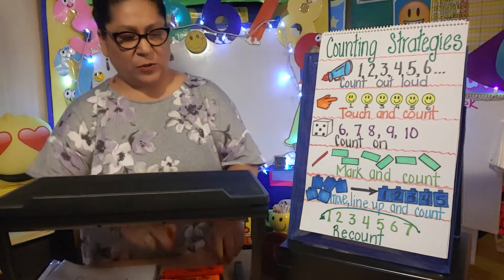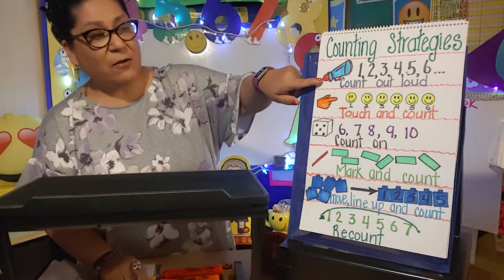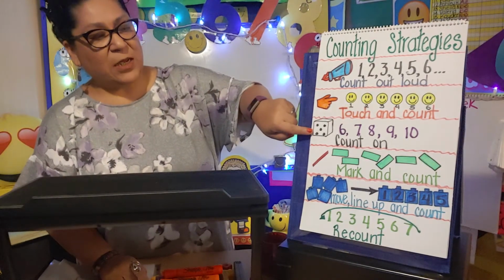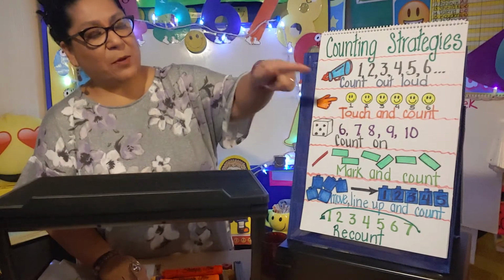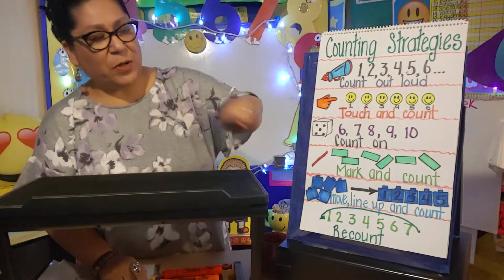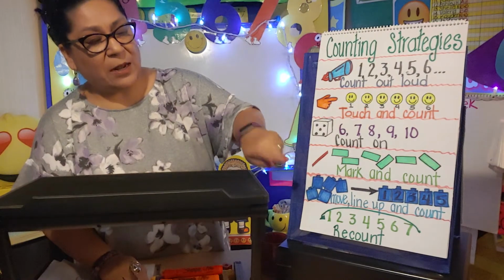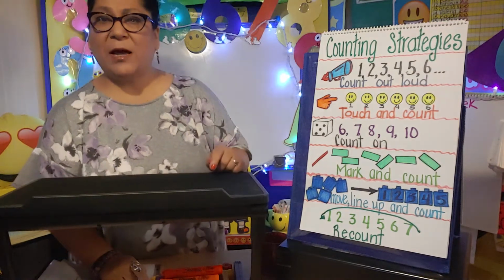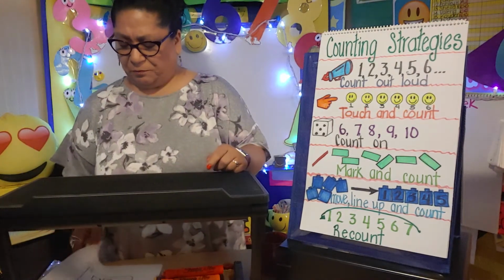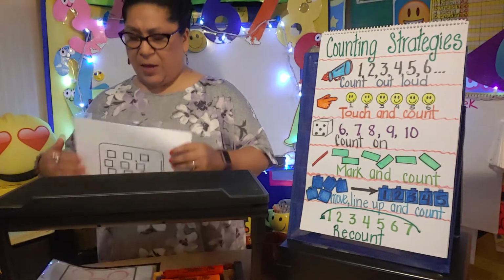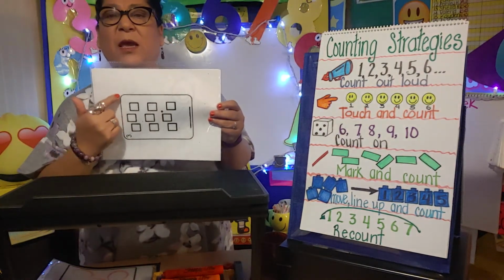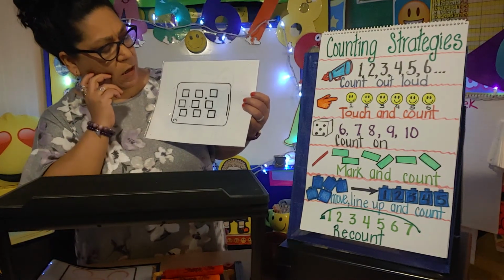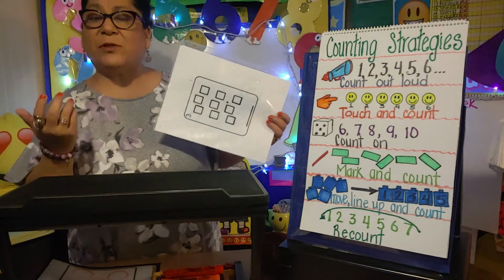That's a different strategy. So I showed you count out loud when you counted the markers, touch and count when you counted the chips, count on when you looked at the dice and you kept counting on, mark and count when you marked and you counted, and move, line up, and count, what we did with the blocks. And the last one, recount. If you're counting and you look, you go 1, 2, 3, 4, 5, 6. Count again, recount, start all over again.